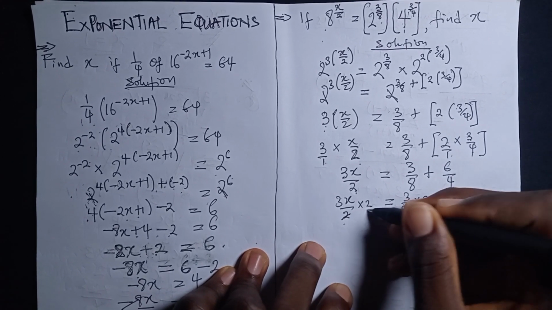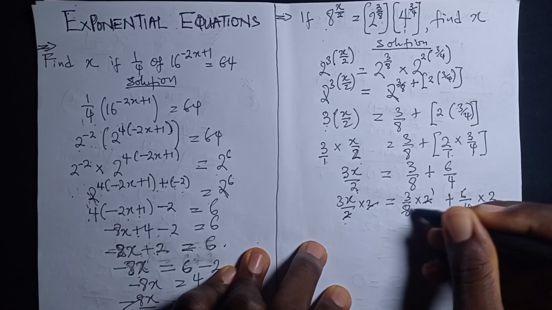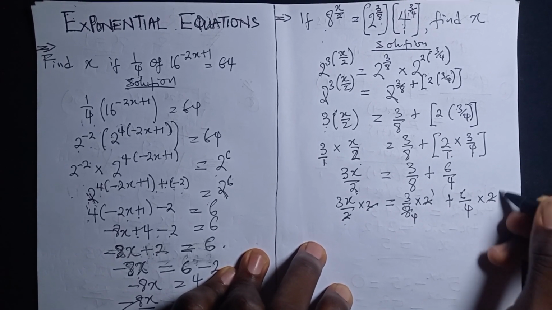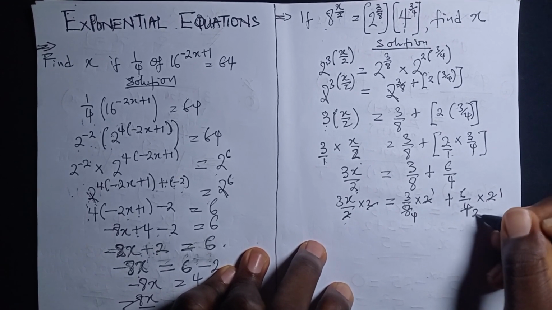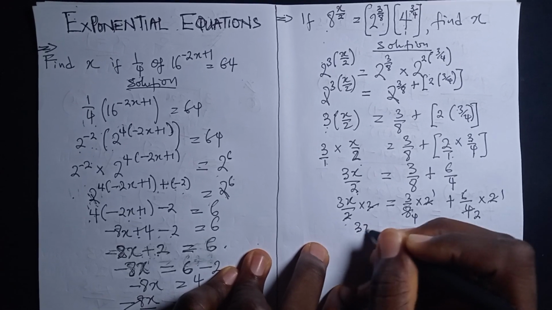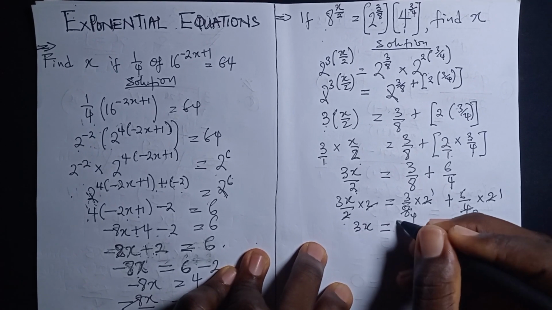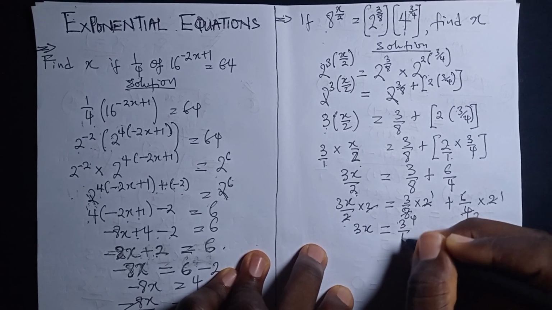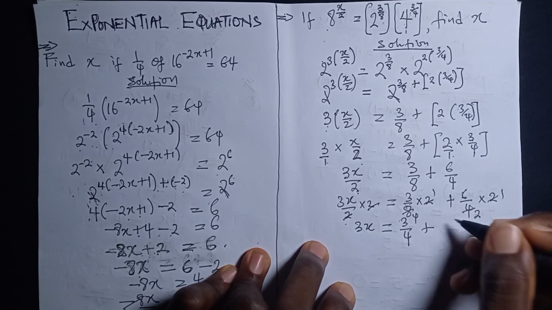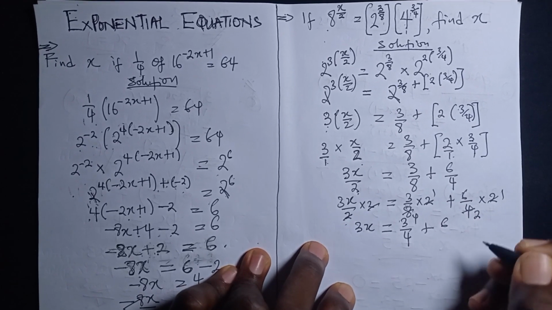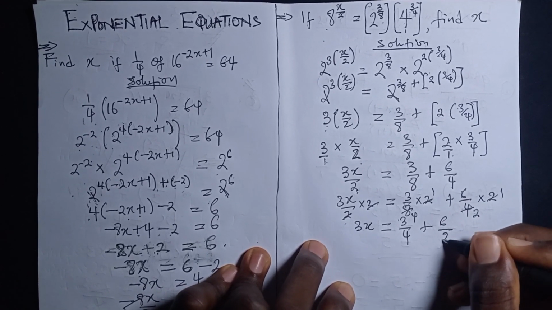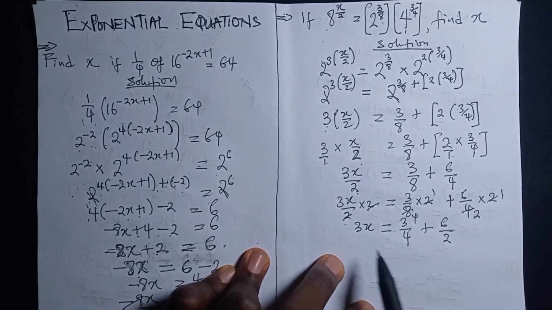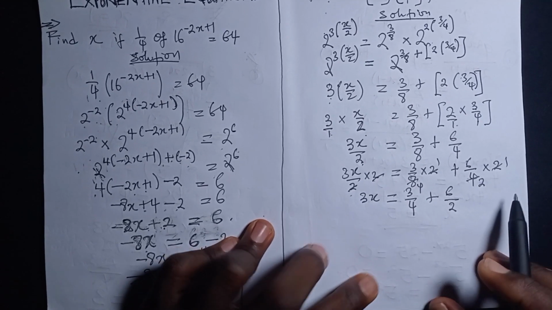So now 2 can cancel itself. 2 cancels itself 1, 2 cancels 8 gives you what? 4. 2 cancels itself 1, 2 cancels 4 gives you what? 2. So you are left with what? 3x is equal to 3 over 4 plus 6 over 2. 3 over 4 plus 6 over 2.